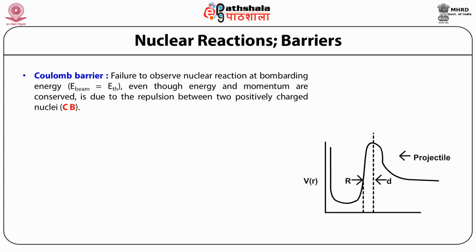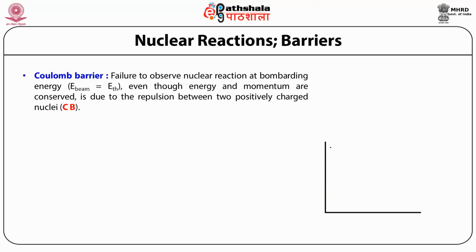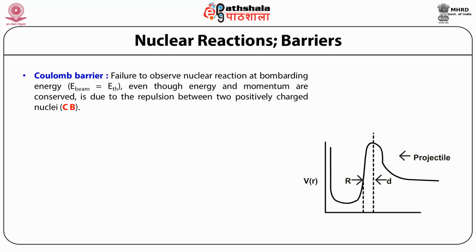It means the energy of the projectile has to be more than the Coulomb barrier to make the two nuclei come close together and have a reaction. This Coulomb barrier can be calculated using the simple Coulomb energy formula: Coulomb potential is equal to 1 by 4 pi epsilon 0 Q1 Q2 over R.